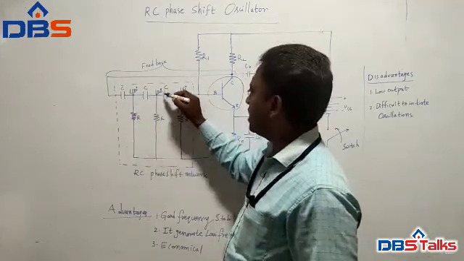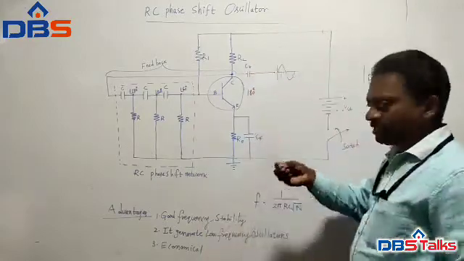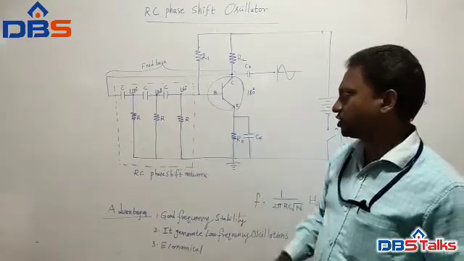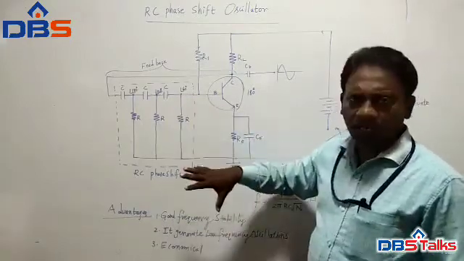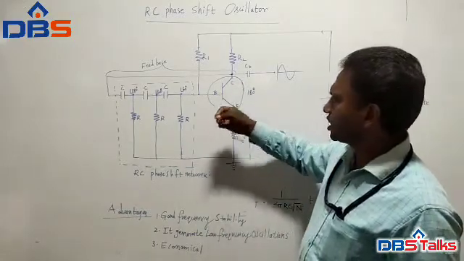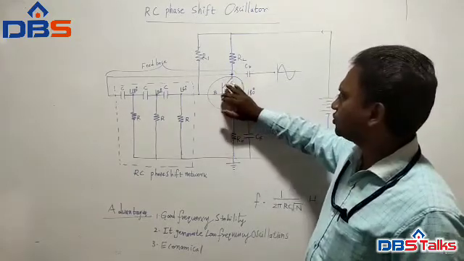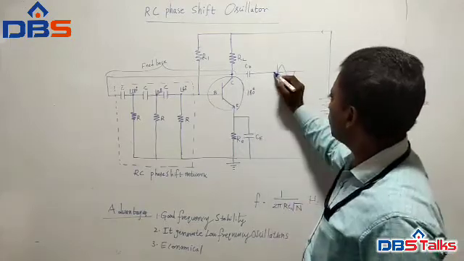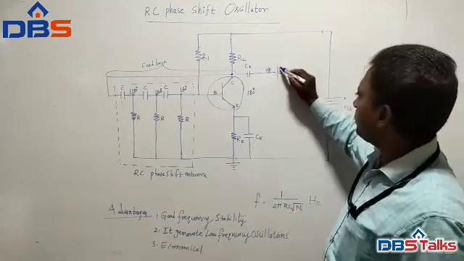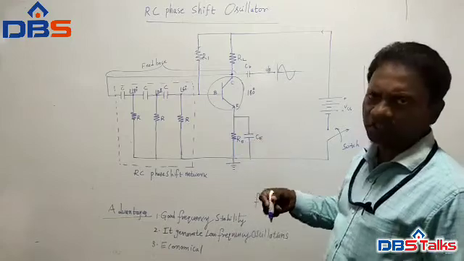Three capacitors are there, and these three capacitors discharge through the resistor. So this charging and discharging action initiates the oscillations in the feedback RC phase shift network. Then what happens? Those oscillations are given as the input for the CE amplifier, and the CE amplifier amplifies those oscillations. At the output, where we take the output across the collector, you will get the sustained oscillations. So this process continues.